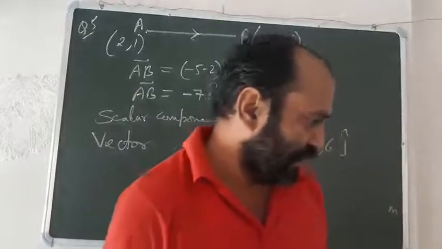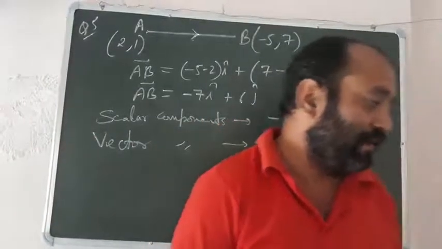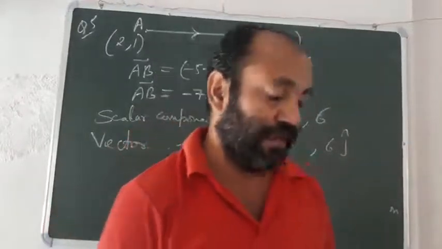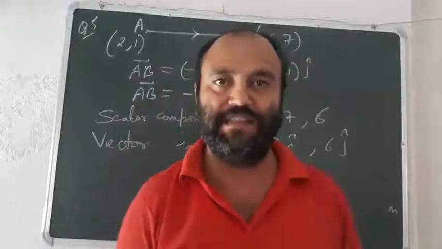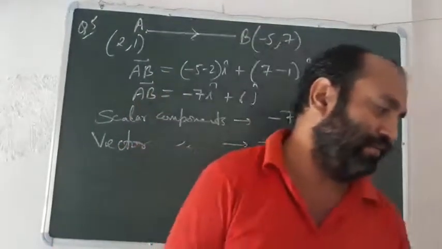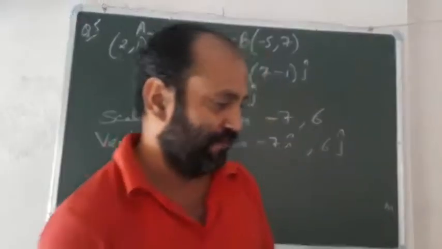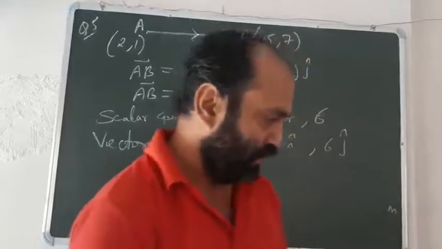Next question, question number 6. This is also very easy. Find the sum of these three vectors. To sum means we add the i components with i, the j components with j, and the k components with k. Then you can find the sum of these three vectors, a vector plus b vector plus c vector.